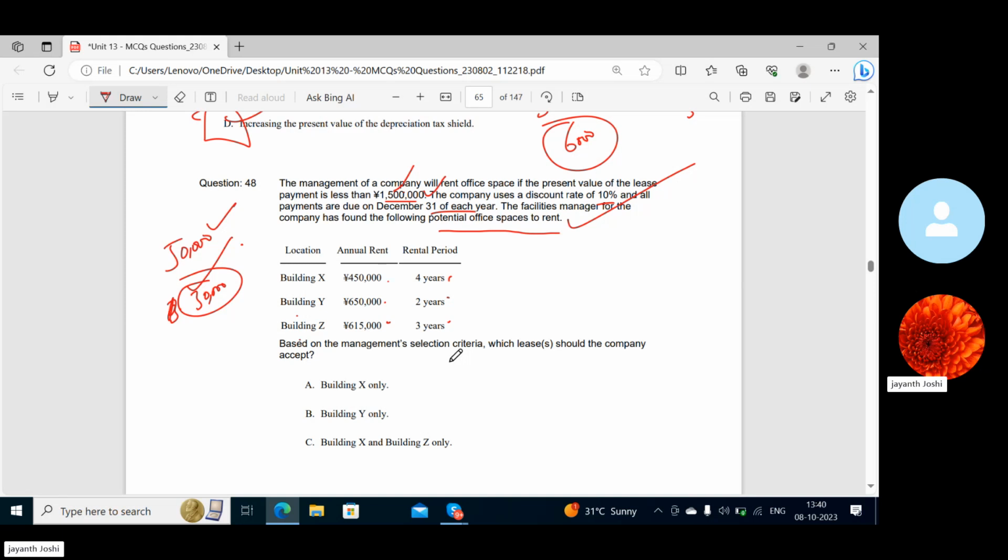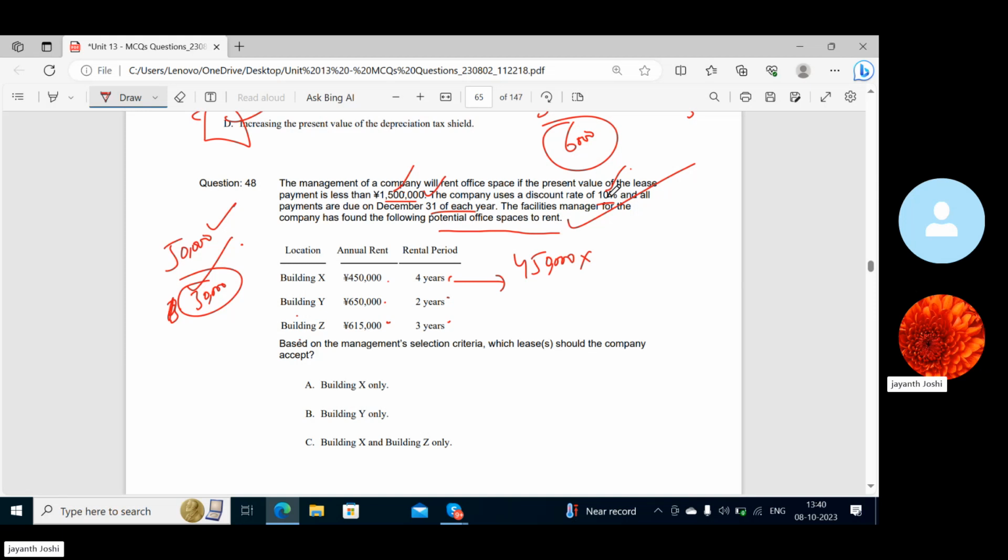So, what can we do? We can take annuity factors here, right? 10% is the discount rate given, isn't it so? Yes, sir. We will consider only those buildings whose lease is less than 1.5 million, correct? Yeah. So let's take building X, 450,000.